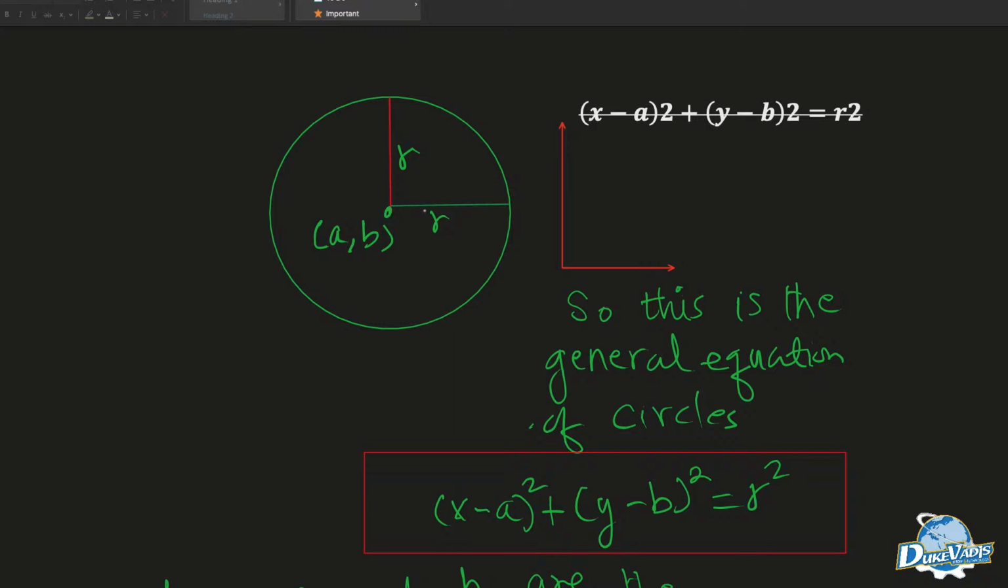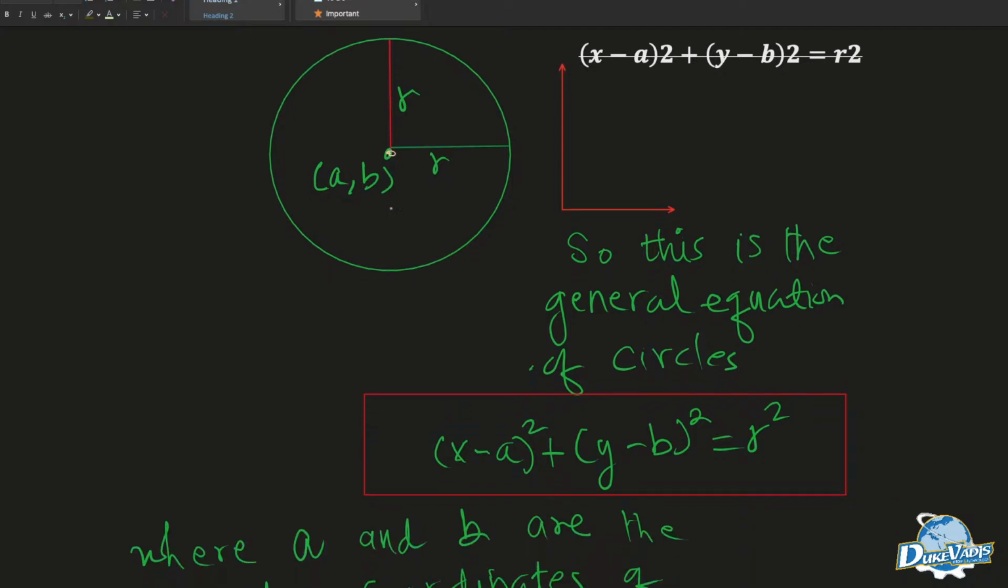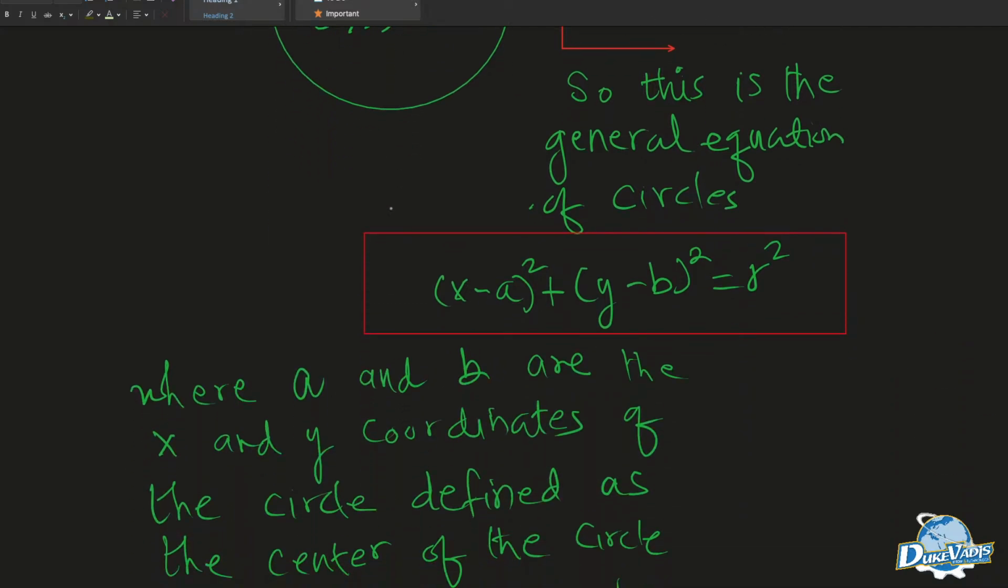If it's got a radius r, then we can make this point here our center. If we use this point with a known radius and a compass, when we turn it around, we'll be able to create a circle. So this is the general equation of a circle: x minus a squared plus y minus b squared equals r squared.